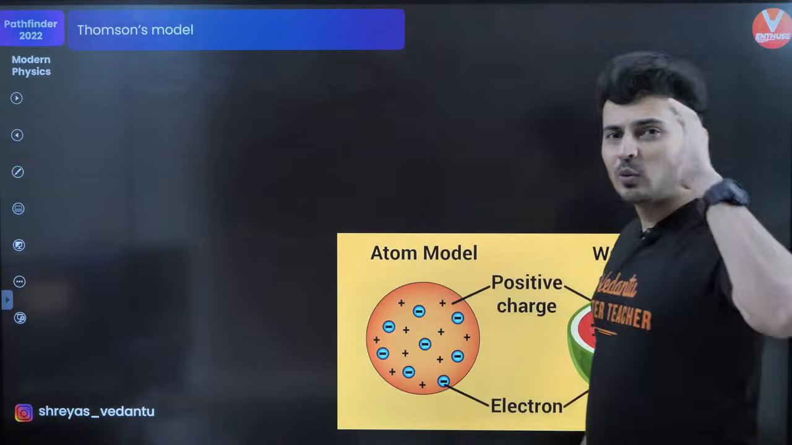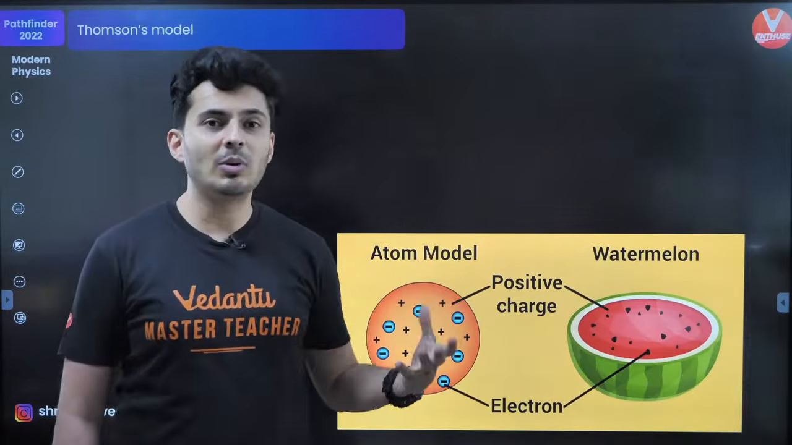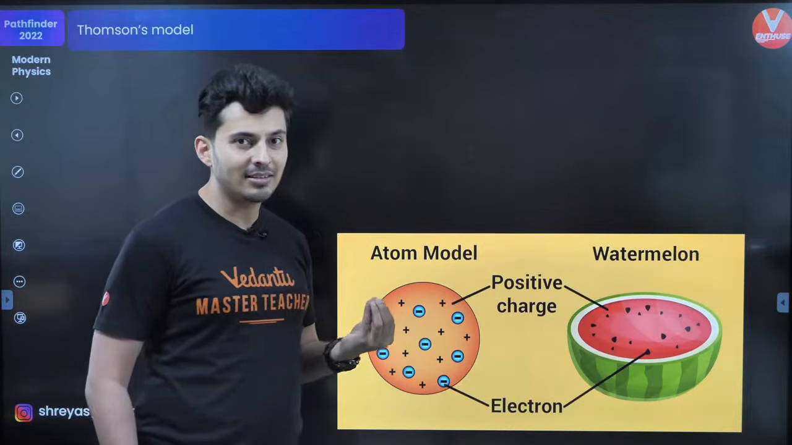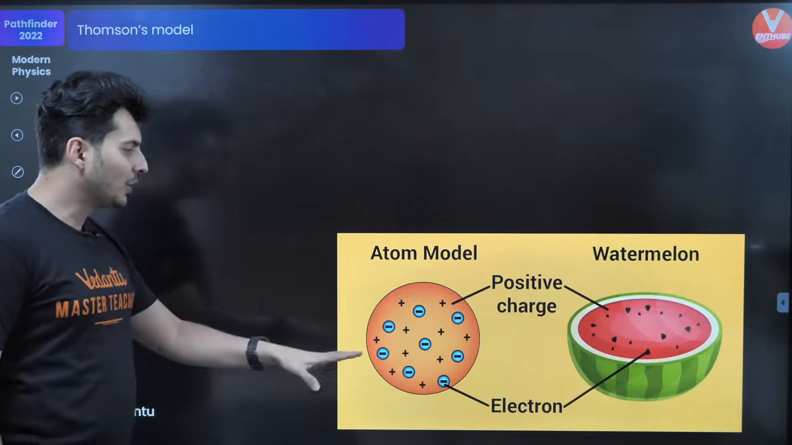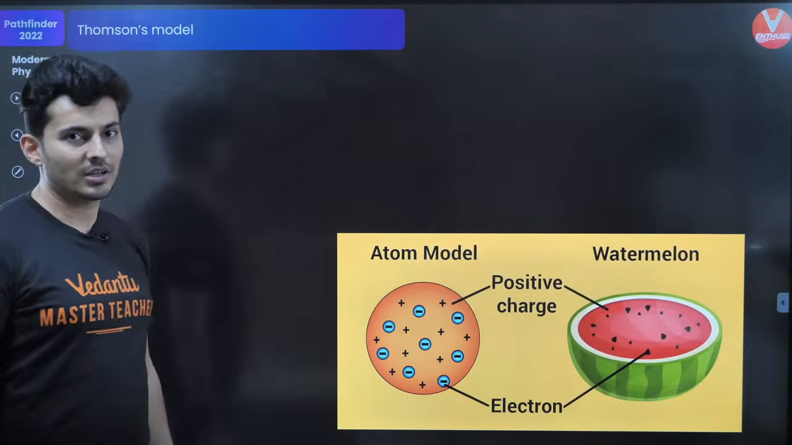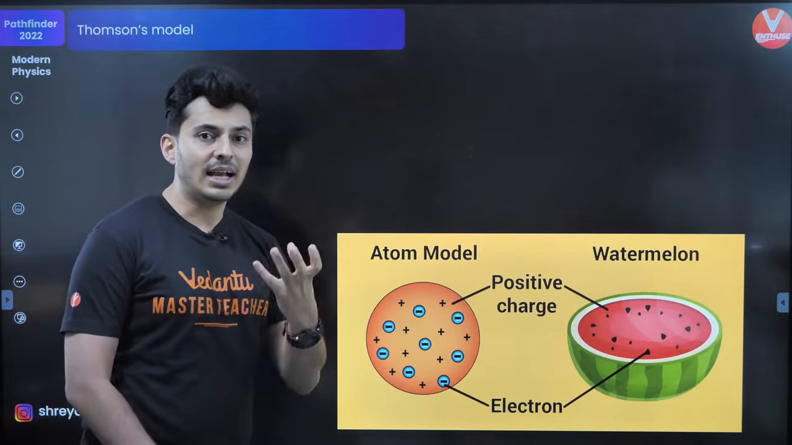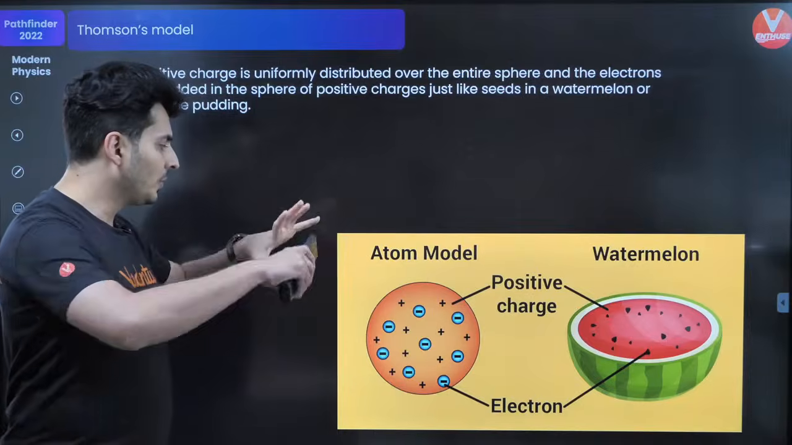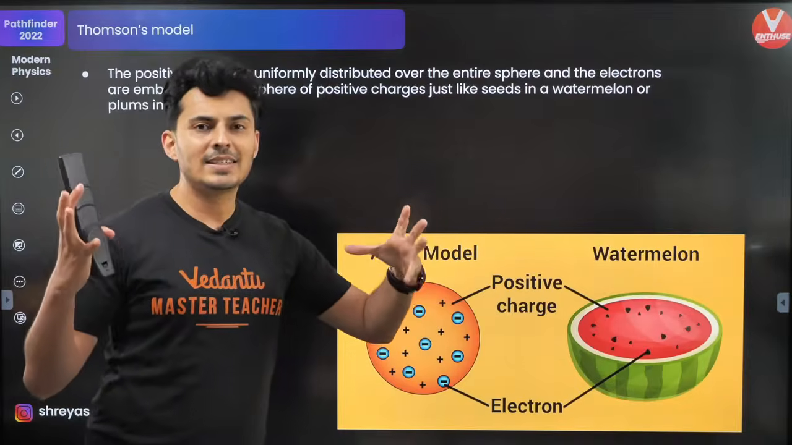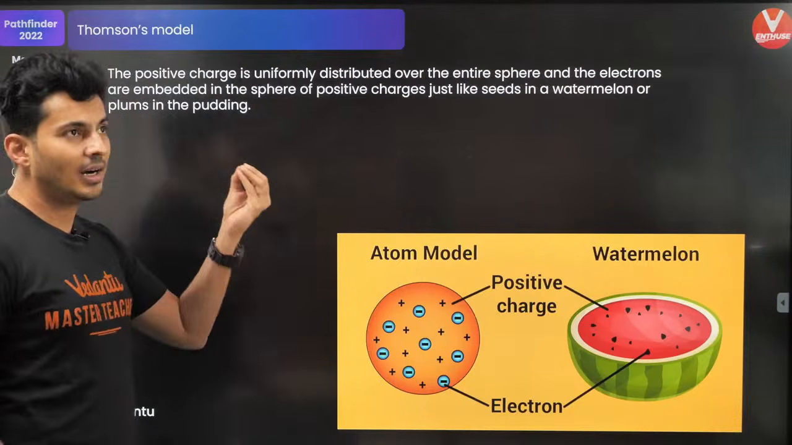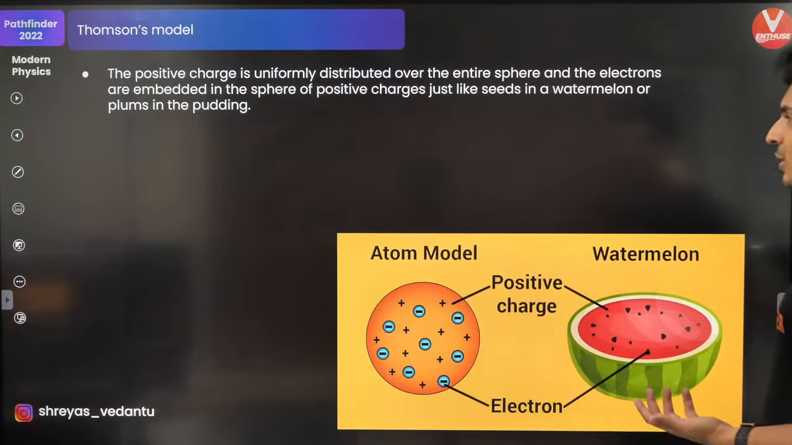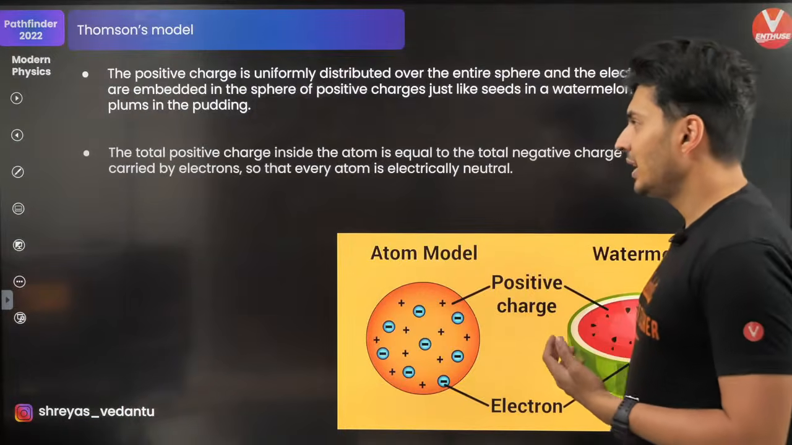Thompson model was all about watermelon. So the moment you think about Thompson, you should think about Thompson sitting on a watermelon. And watermelon, what is it? It's red with some seeds. Seeds were the electrons, and basically the red part was the positive charge. That's what Thompson believed an atom is made of. He thought that there are seed-like things which are the electrons, and the red thing is like the positive charge. That's what Thompson believed. It is also called the pudding model of an atom. But we know atom is not like this, but this is how he believed it to be.